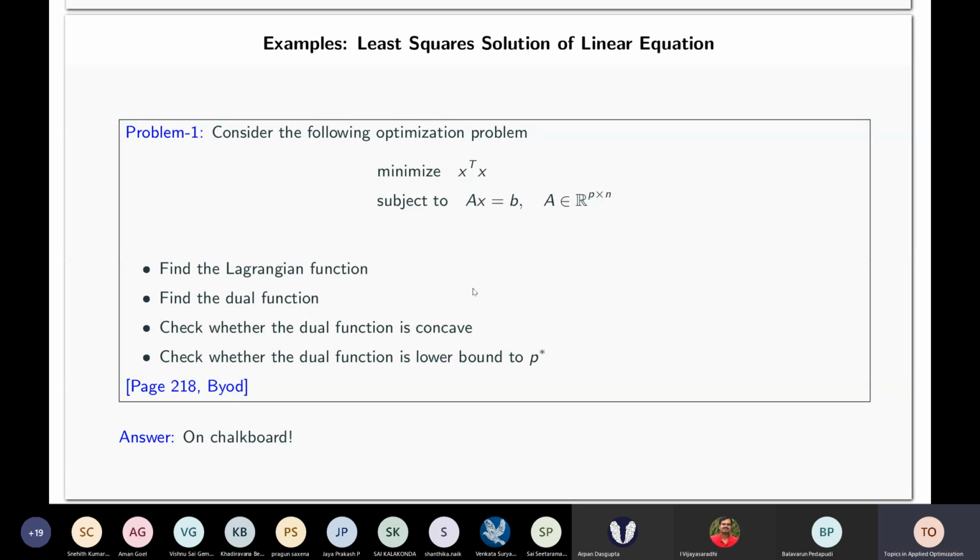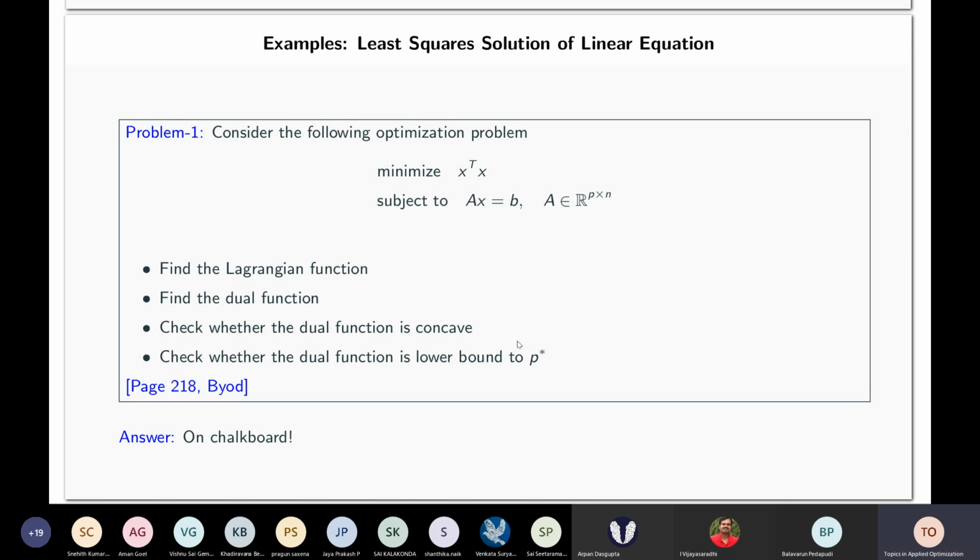Let us check what we learned so far about the Lagrangian, the dual functions, the concavity of that, and the lower bound estimate. So let us try to work through some examples so that you have some idea of how to deal with these things.